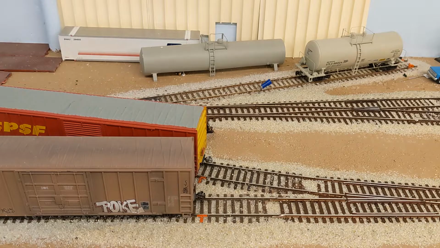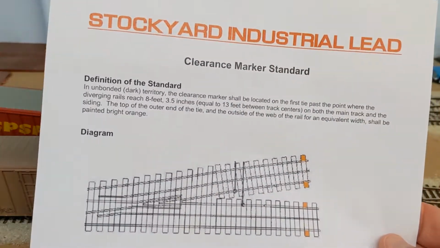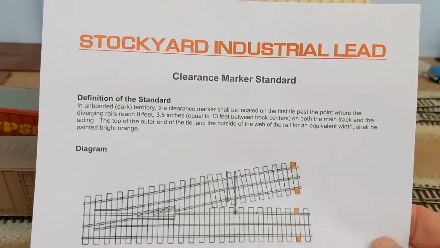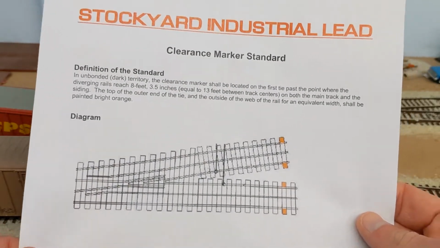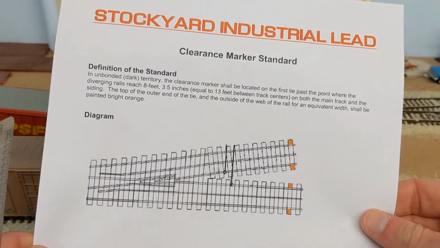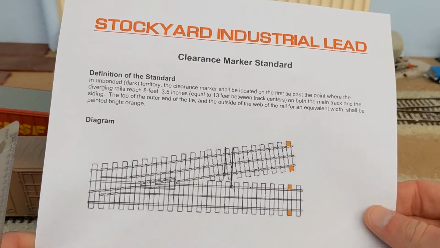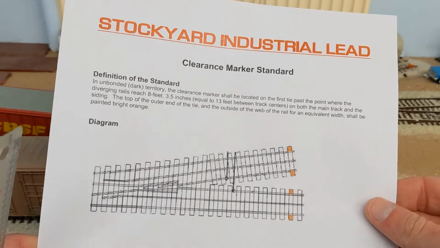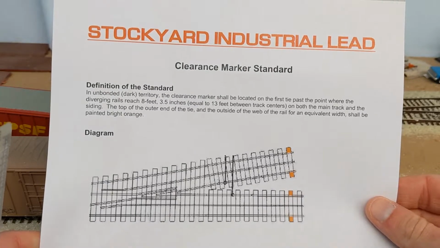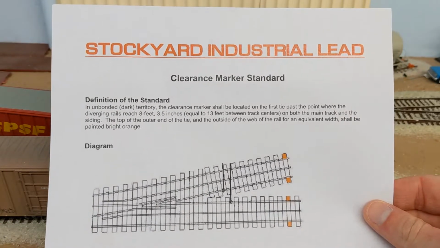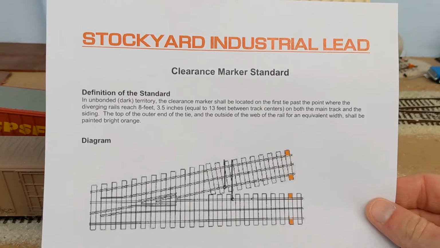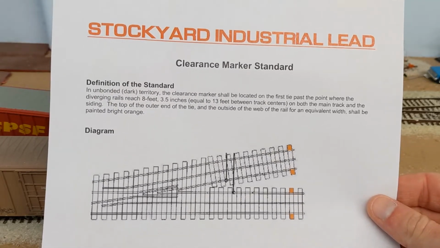And so what I've done is I've taken this from the Santa Fe standards, and I've created my own standard, which is the Stockyard Industrial Lead Clearance Marker Standard. And so this is just kind of one of the fun things about the hobby, I feel, is doing stuff like this. And obviously you can take it as far as you want to, or maybe you don't want to have standards at all. I don't have a whole lot of track standards defined like this. This is just one of the few that I thought would be fun to do.